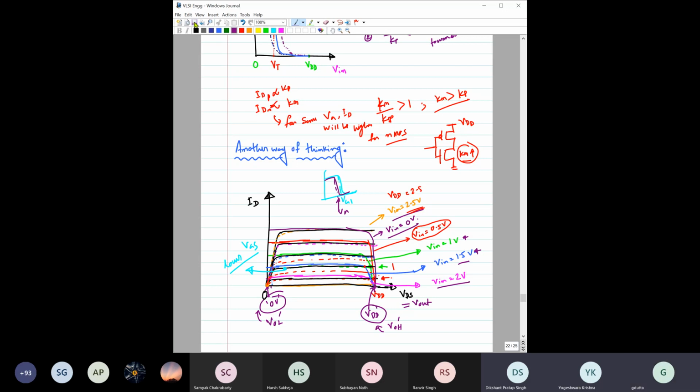Is this explanation making some sense to you, Shubhayun? Yes, sir. Okay then. So this is another way of thinking, physically, about what is happening inside.